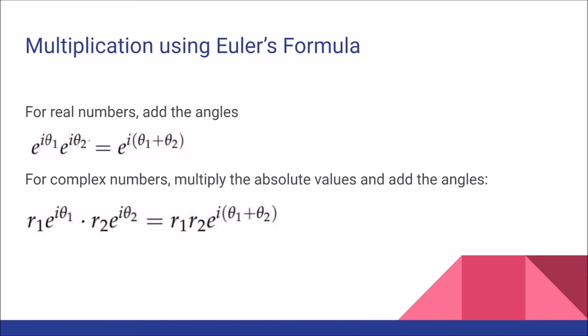For real numbers, add the angles. e to the i theta sub 1 times e to the i theta sub 2 is equal to e to the i times theta sub 1 plus theta sub 2. For complex numbers, multiply the absolute values and add the angles. r sub 1 times e to the i theta sub 1 times r sub 2 times e to the i theta sub 2 is equal to r sub 1 times r sub 2 times e to the i times theta sub 1 plus theta sub 2.